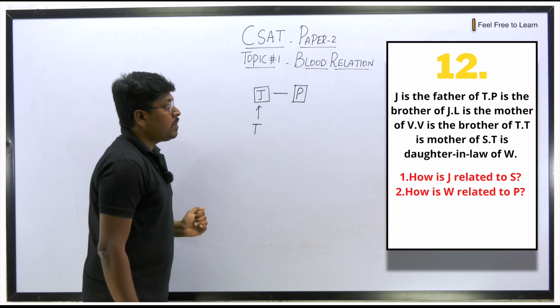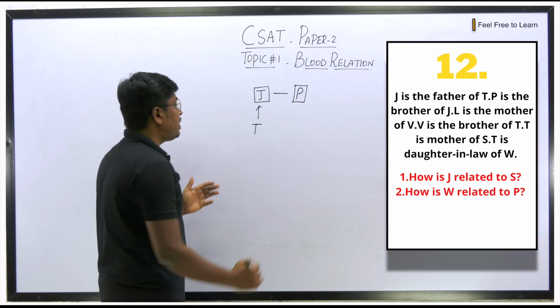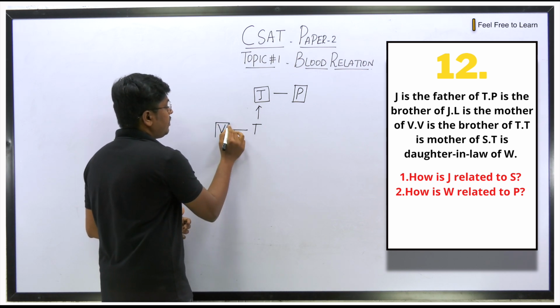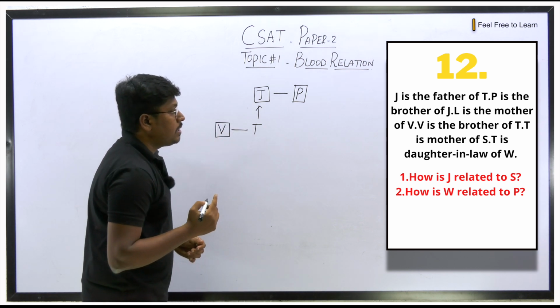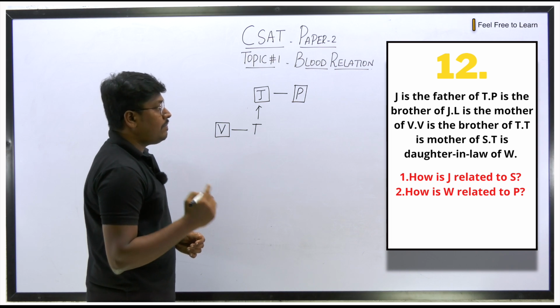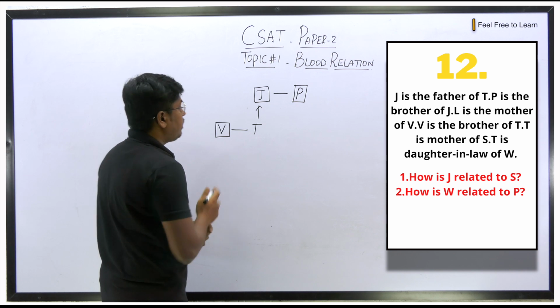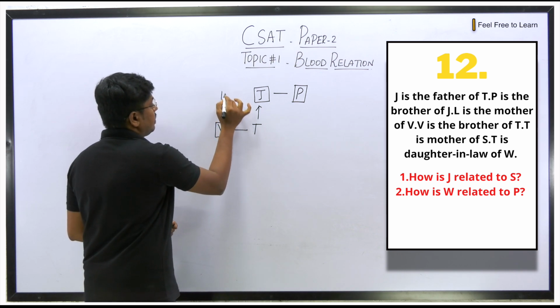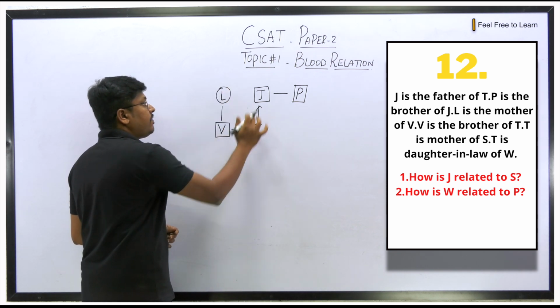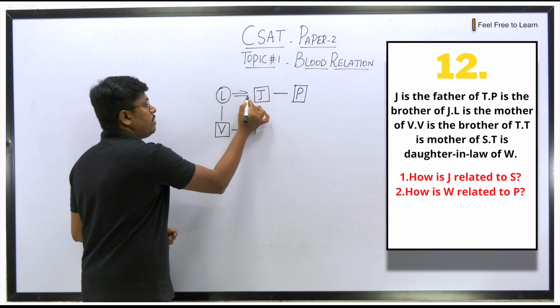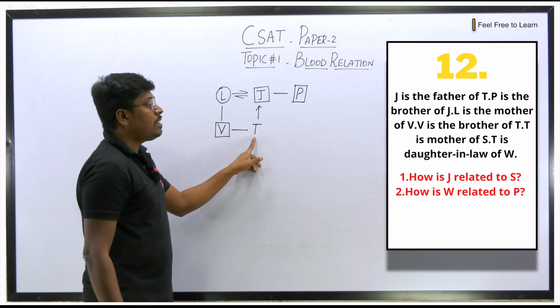So the next point is, V is brother of T. So T's brother is V, right? So T has a brother, that is V. And the previous point is, L is the mother of V. So V's mother is L. And we already know that T's father is J. And both are siblings, so definitely they should be a married couple, right? So T's gender is unknown.